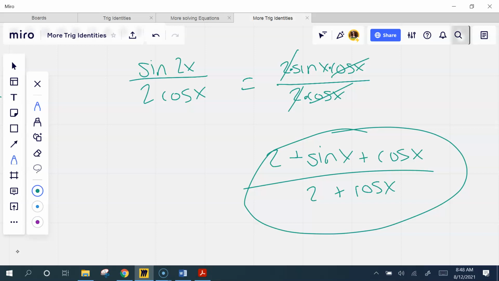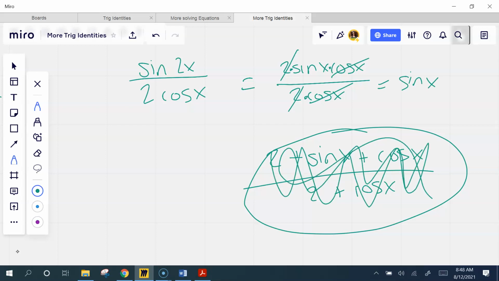What is that answer? You got sine x. Yeah, 7. So now I find sine x. Where's sine x?